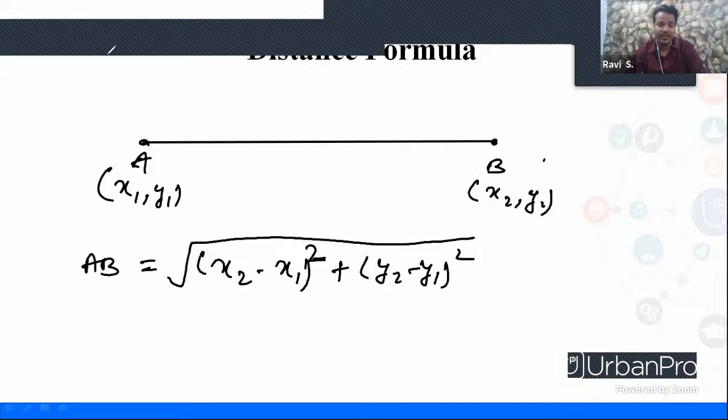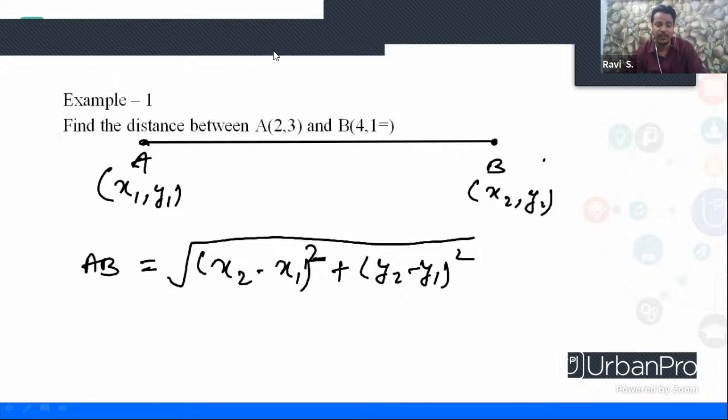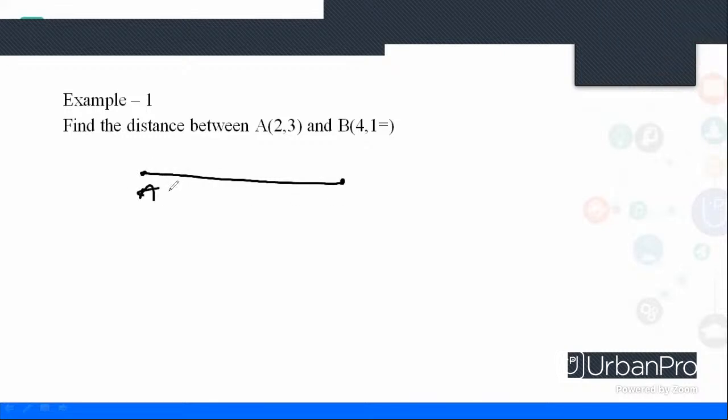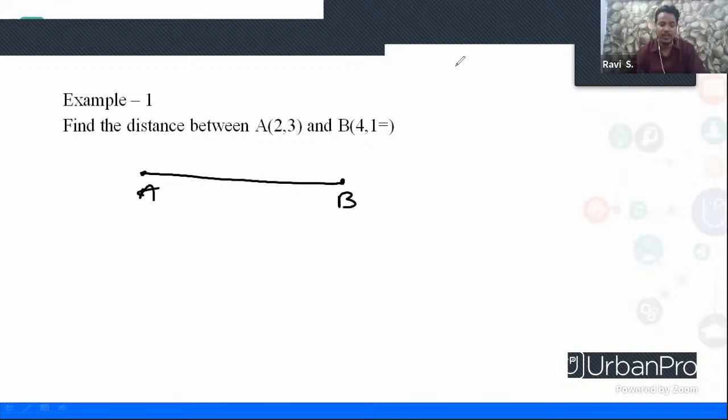Okay, guys. So the next thing is now we have to solve an example here. The question is, find the distance between the point A and B. Like I told you, here is the point A and here is the point B. So what is the point given here, guys? A is (2, 3), and B is (4, 1). Leave this equal to sign here.